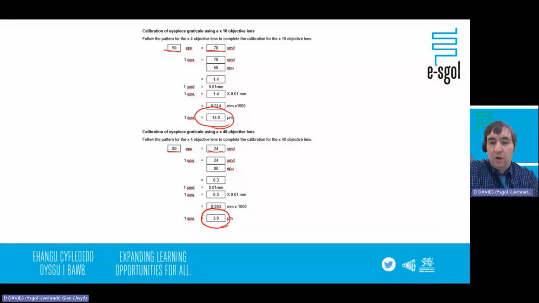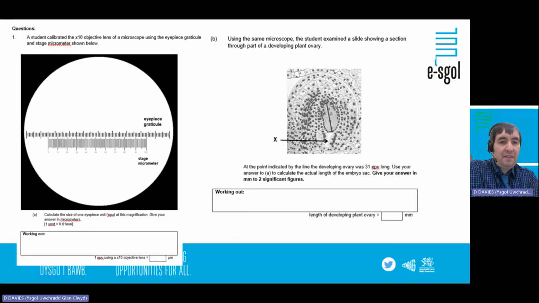Okay, so what we're going to do now is have a little practice. This picture is slightly better. What I would like you to do now is stop the video, and have a go at calibrating, question 1A. So have a go at 1A for me, please. Remember, eyepiece graticule, stage micrometer, how many of these per some of these? So they are nicely lined up there, I think. Need to find out.